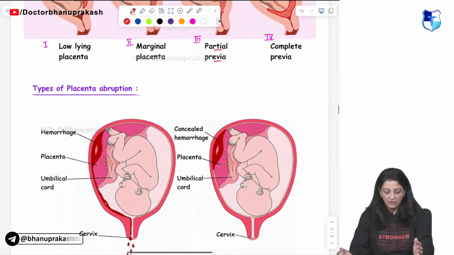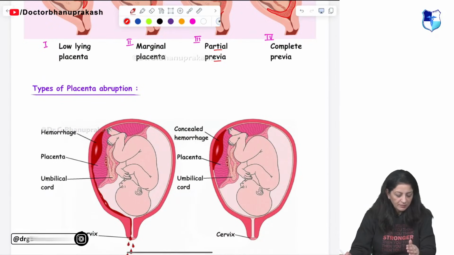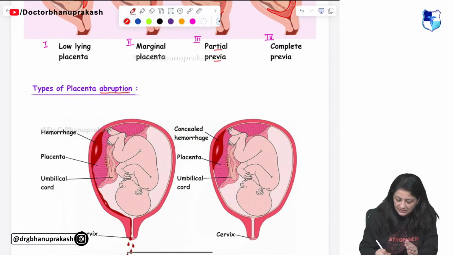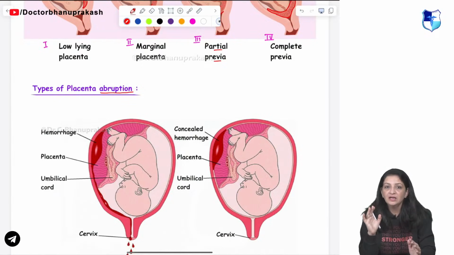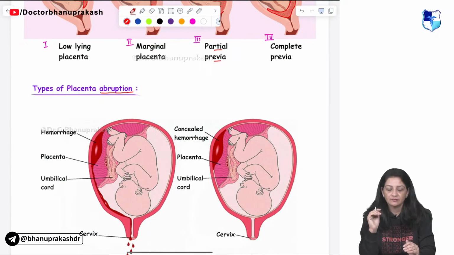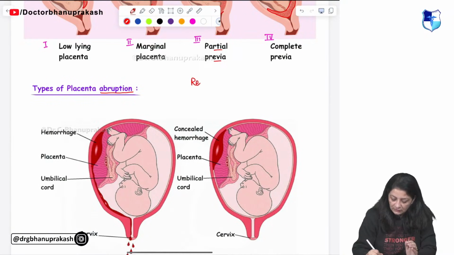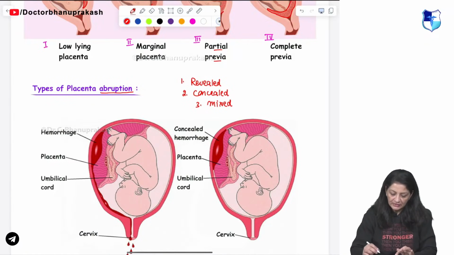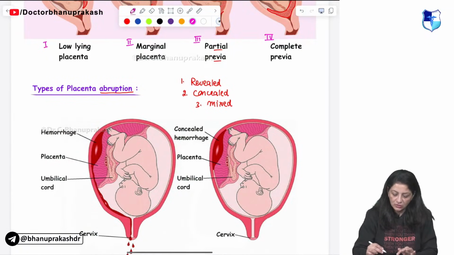Next one, abruptio placenta. What is the meaning of abruptio? It means the placenta is located normally, but it separates prematurely. This is called abruptio placenta. There are 3 types of abruptio placenta: revealed, concealed and mixed.